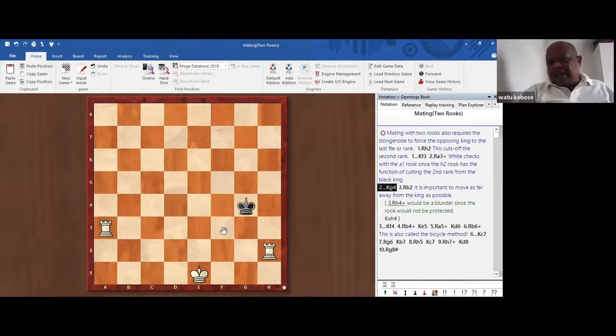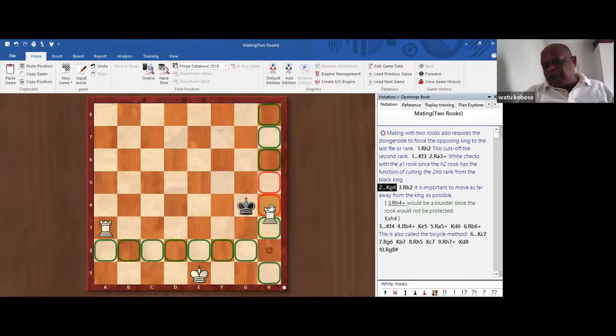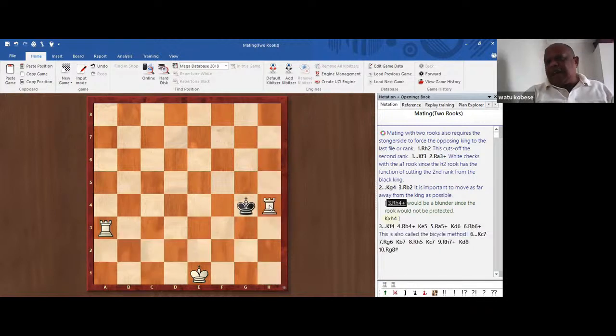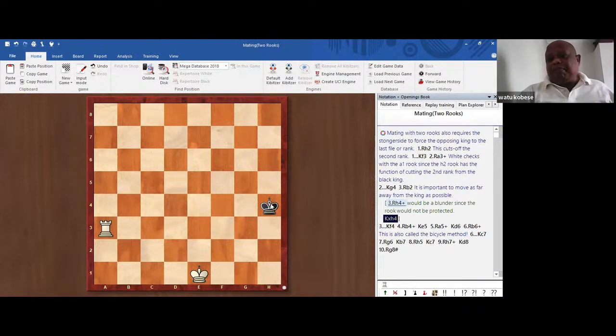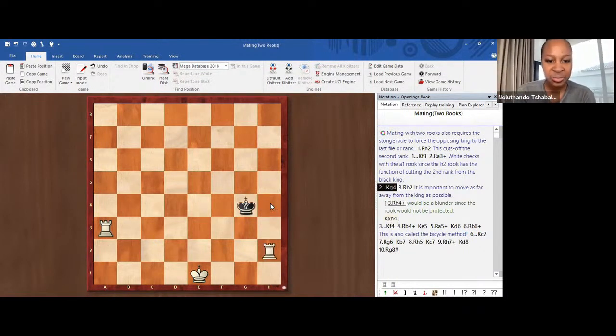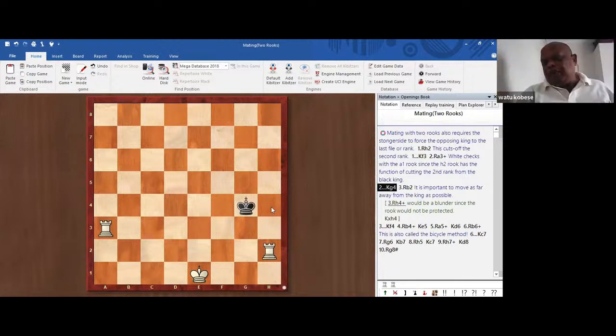So the king cleverly moves to g4 because the king anticipates that we would want to give check with the rook here, but that would be a mistake. It's an error because the king can capture the rook. Because the king does have power over the rook. The king can capture any piece except the other king. So now it means we should not move over here with the rook.